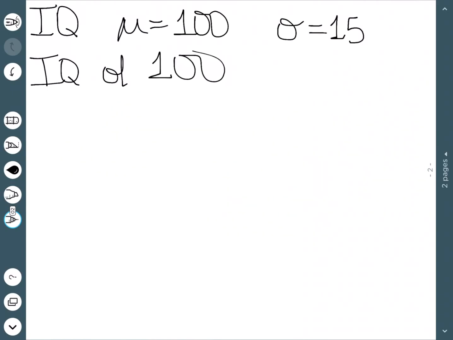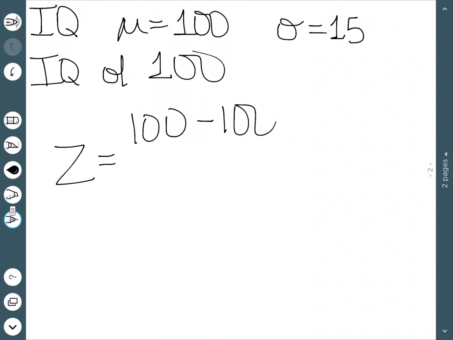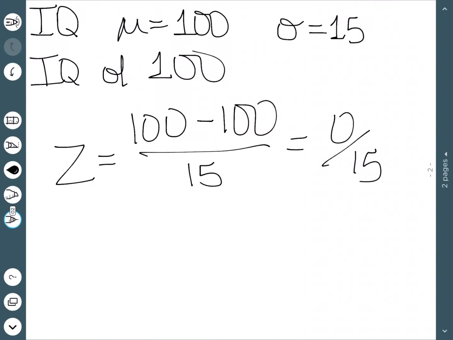What's the z-score of a value of 100? Well, we have our data value minus the mean divided by the standard deviation is 0 over 15, which is just 0. And this is going to be true always. If we have a mean, the z-score for the mean is always 0 because it isn't away from the mean. Z-score is supposed to tell you how many standard deviations you are from the mean, and the mean is not any from itself.